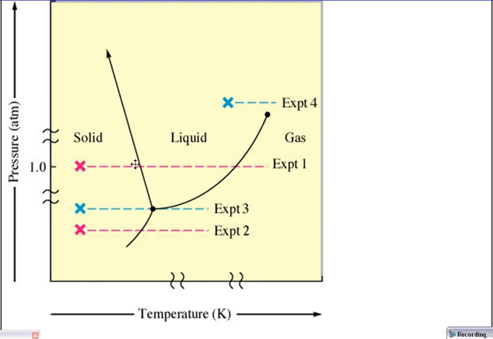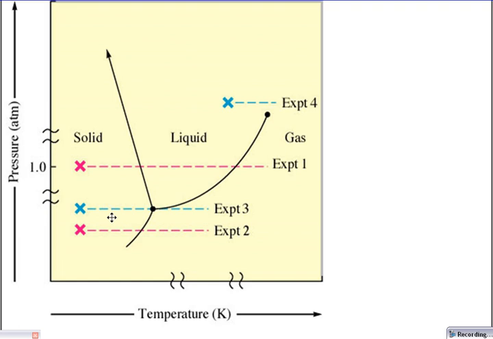So for experiment 1, we start with solid ice at 1 atmosphere, so these are normal conditions, and we heat it up until we get to 0 degrees Celsius, and then at that point we have a phase equilibrium. If we continue to heat it up we'll have a liquid till we get to 100 degrees Celsius, and then we'll be at a phase equilibrium again between a liquid and a gas until only gas is produced.